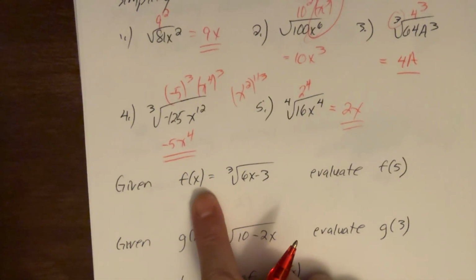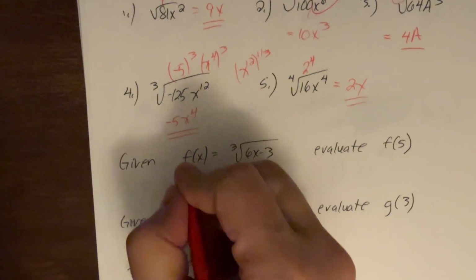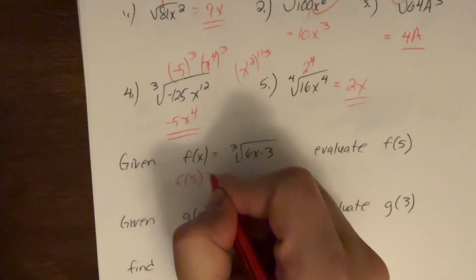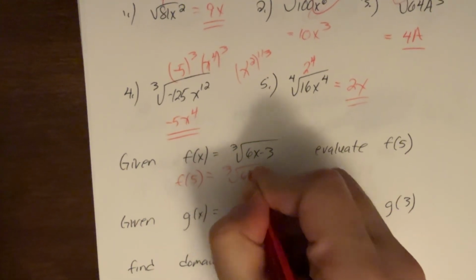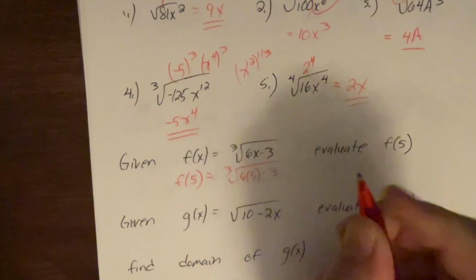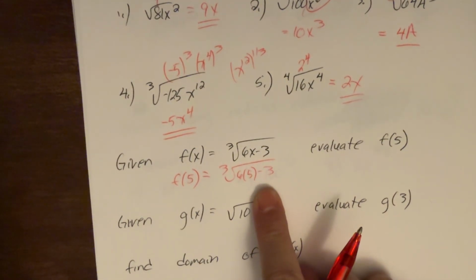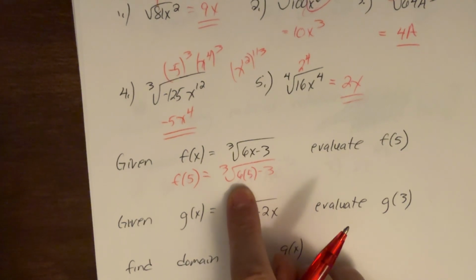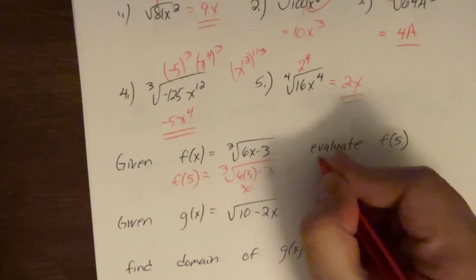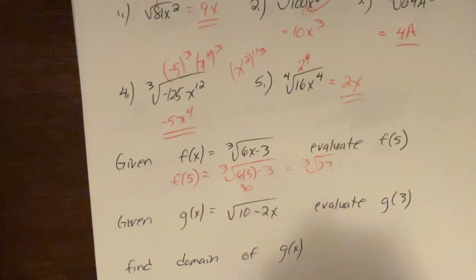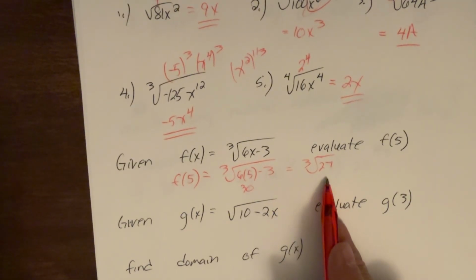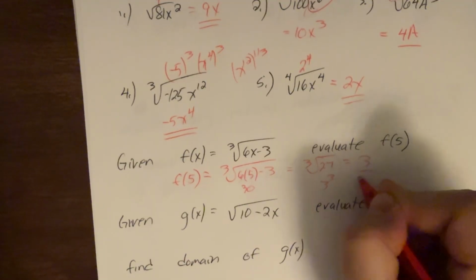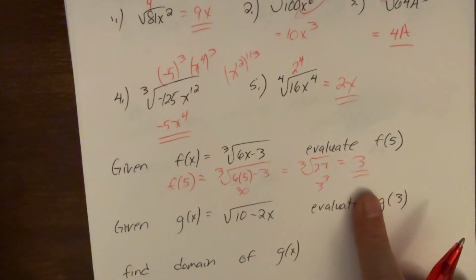The function notation, how am I going to find f of 5? Well, on the left side, the x gets replaced with 5 as notation. The right side, I actually do the arithmetic. Inside my cube root, 6 times 5 is 30. 30 minus 3 is 27. So I have the cube root of 27. 27 is a perfect cube. So I finish with a final answer of 3.